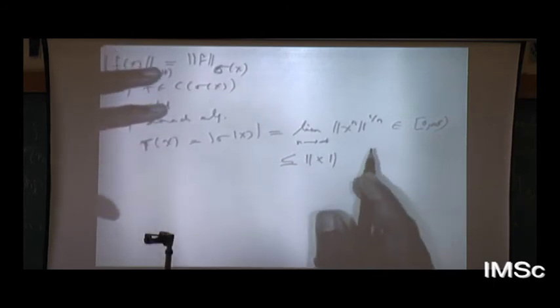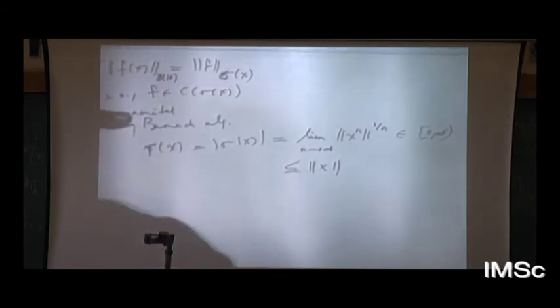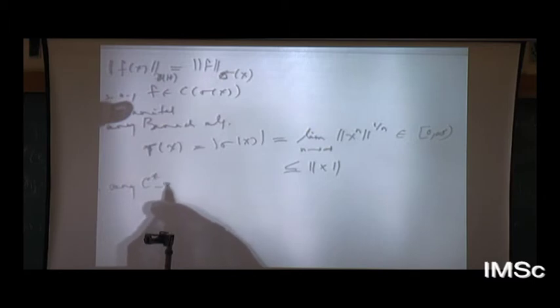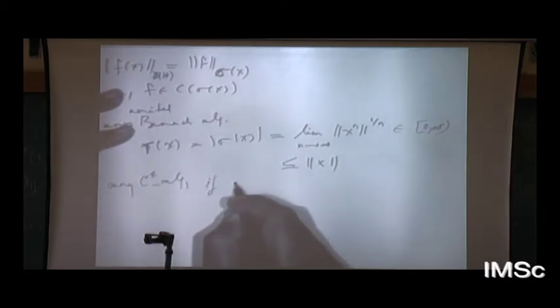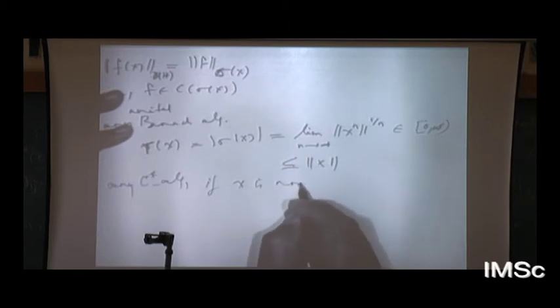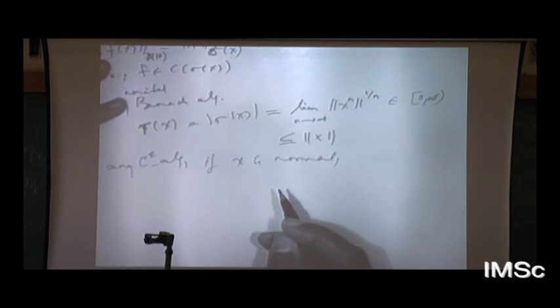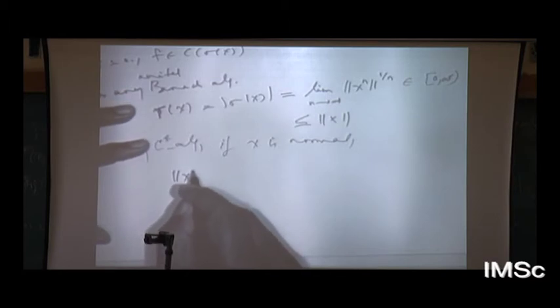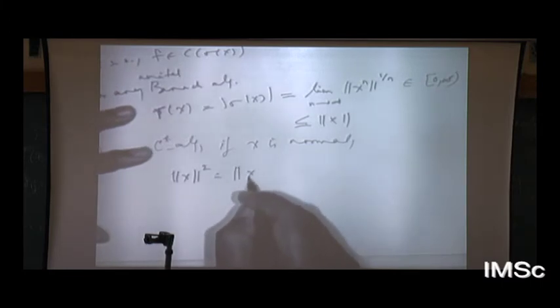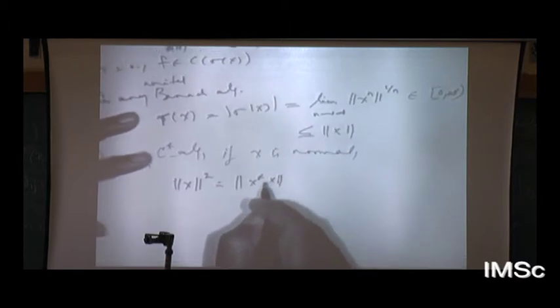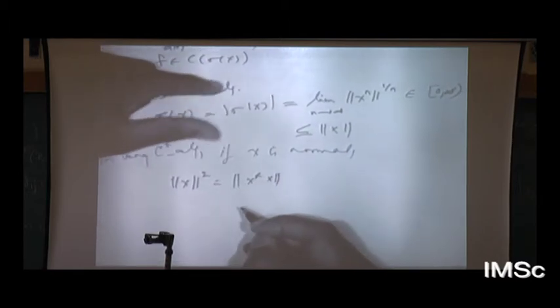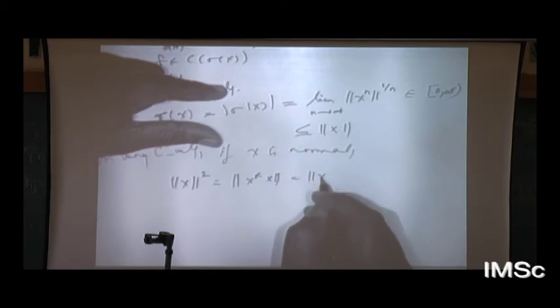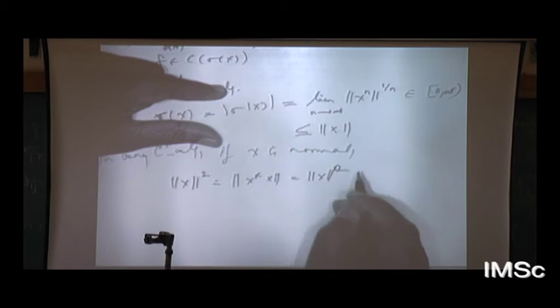This also says that in any C-star algebra, if x is normal, then it will tell you the norm of x squared equals norm of x star x equals norm x squared.